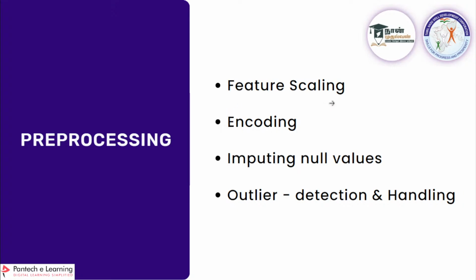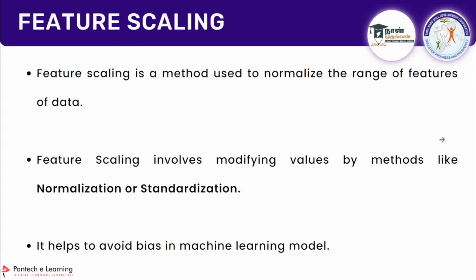Okay, so the first thing will be feature scaling. So why we need to do it? So we'll try to complete the feature scaling and encoding in today's class. And regarding the imputing null value and outlier detection and handling, we'll see both of this in tomorrow's class fully. Okay, so starting with feature scaling.